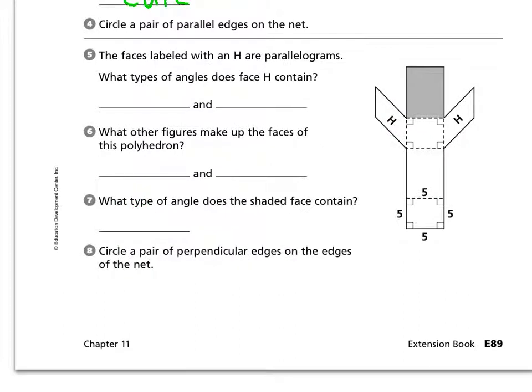The faces labeled with an H are parallelograms. What types of angles does face H contain? So looking at faces H, you can see that there are going to be obtuse angles right here, as well as acute angles.